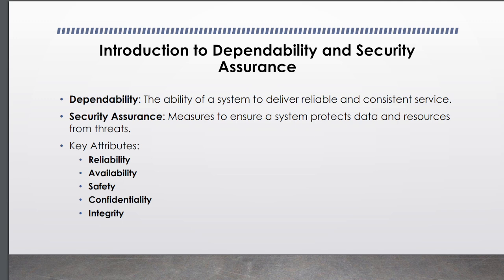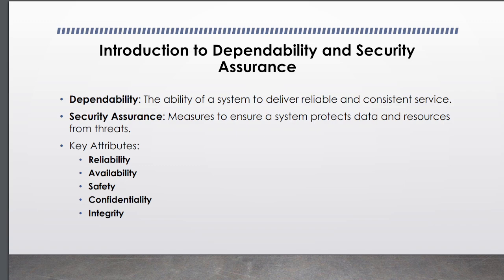First is the introduction to dependability and security assurance. Dependability is the ability of the system to deliver reliable and consistent services. Security assurance is about measures to ensure a system protects data and resources from threats or data losses. We have different key attributes. First is reliability, which is about correct functioning over time, or accurate functions or data from the system, and availability, which is about readiness for use, or when the user needs to retrieve data. The system must give the accurate information or data that is needed.